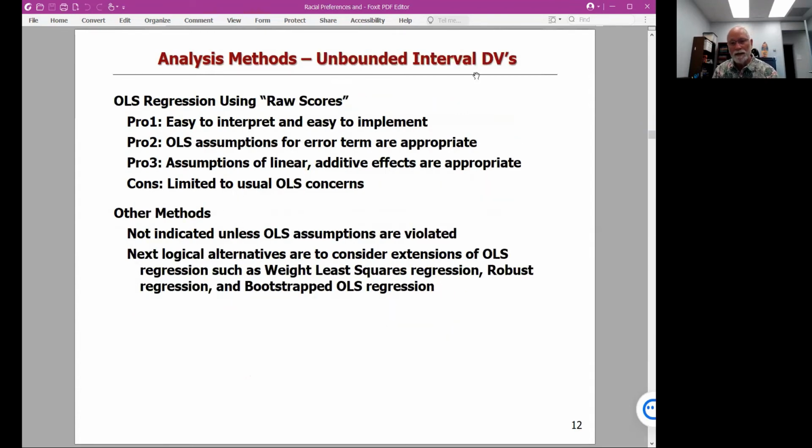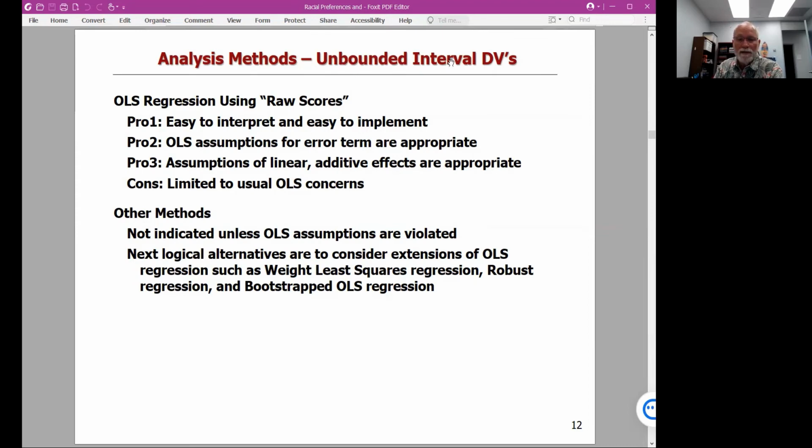If you have an unbounded interval variable, then we can do OLS regression using the scores as they are. The results would be easy to interpret and implement, and the equations would be easy to estimate. The OLS assumptions would be met. The assumption of linear additive effects would be appropriate, and we would only limit ourselves to the usual concerns about OLS regression. So there are occasions when OLS regression is just great, and birds chirp, rainbows are in the sky, and we're all happy.